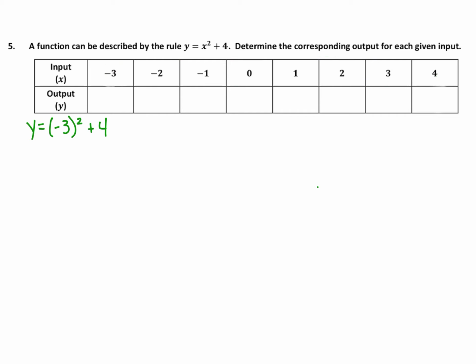So, -3 squared. That's -3 times -3, which gives you a positive 9. And 9 plus 4 is 13. That is the output when the input is -3. Now we're going to move on to -2.